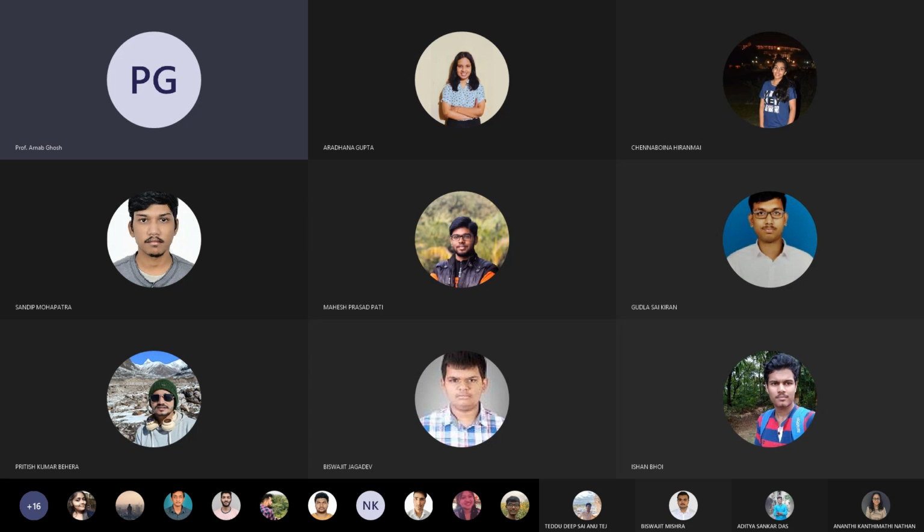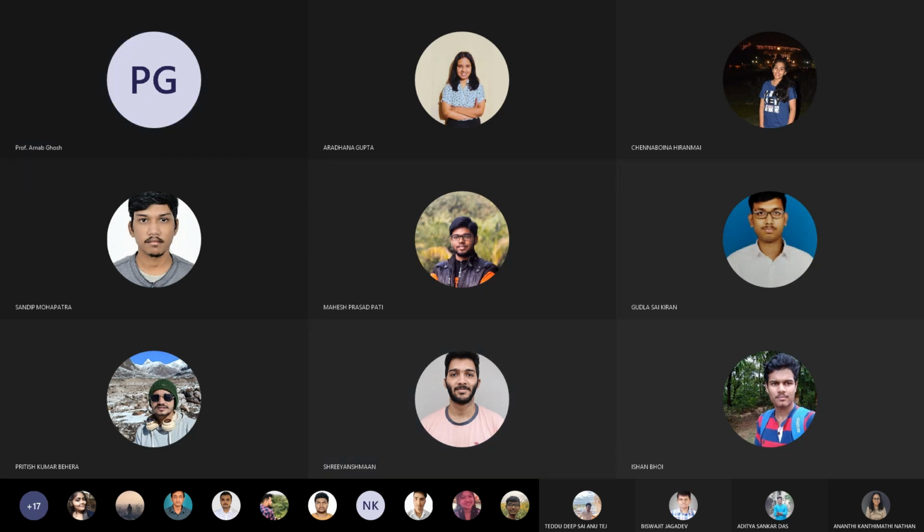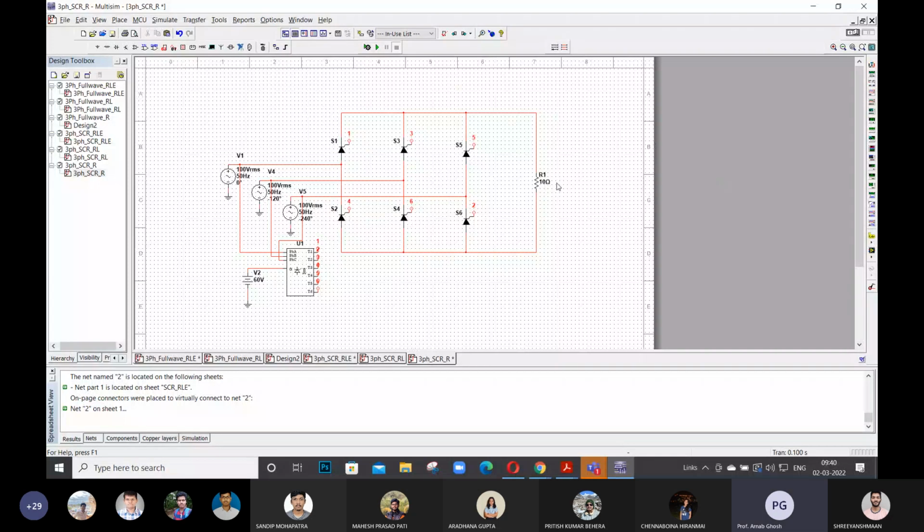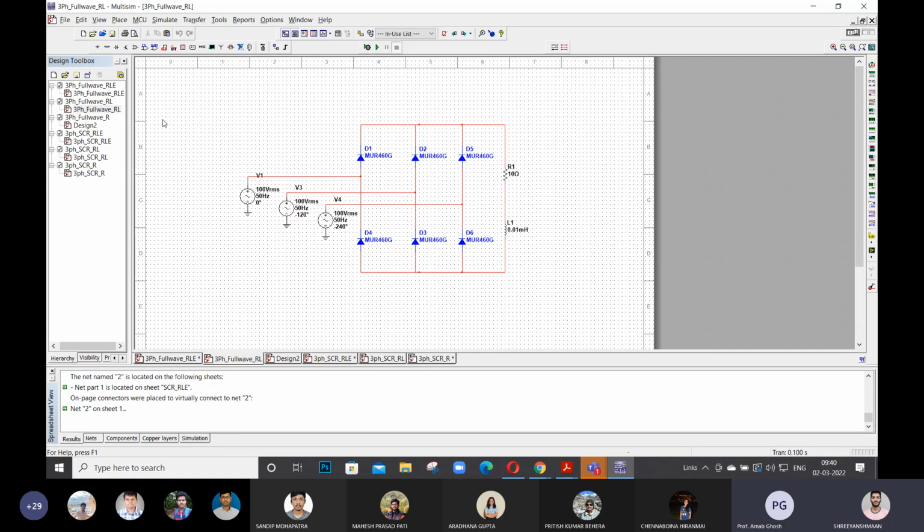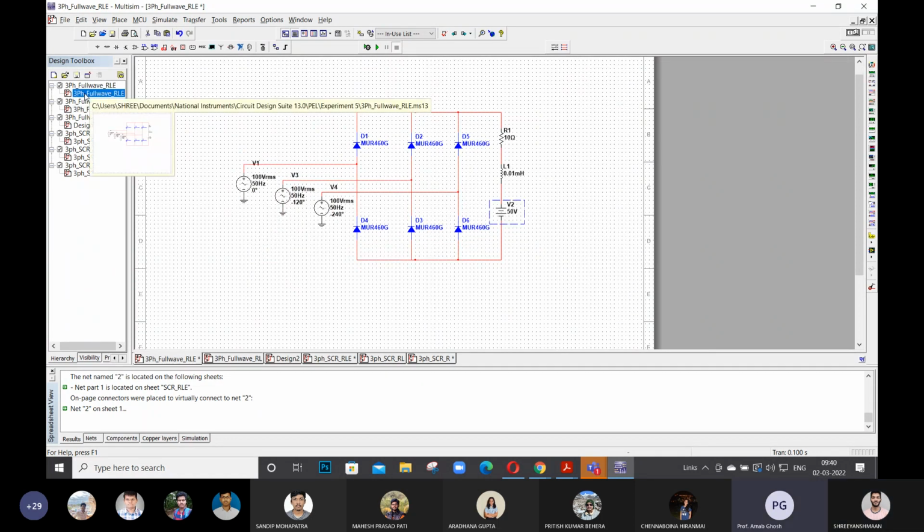Roll number 269. Yes, sir. Can you please share me your simulation? Yes, sir, I'm sharing. Sir, is it visible? Yes, it is visible. So this is the thyristor based full wave rectifier, and this is the diode based full wave rectifier. One by one, please show me the results.